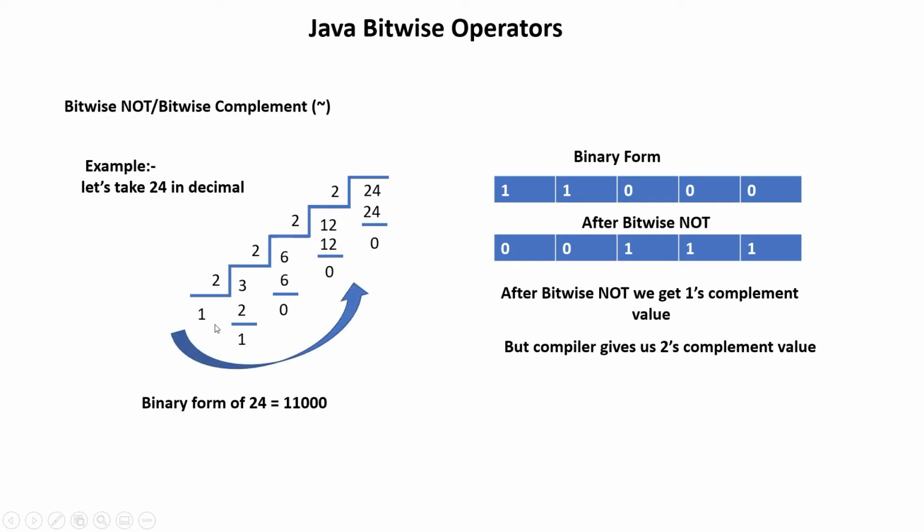So we have 1, 1, 0, 0, 0. The binary form of 24 is 11000. If you want the bitwise NOT, or the bitwise complement of 24, all we have to do is get the 1's complement value. So we change 1 to 0, 1 to 0, 0 to 1, 0 to 1, 0 to 1. So we get the 1's complement. But when we compile this, the compiler gives us the 2's complement value.